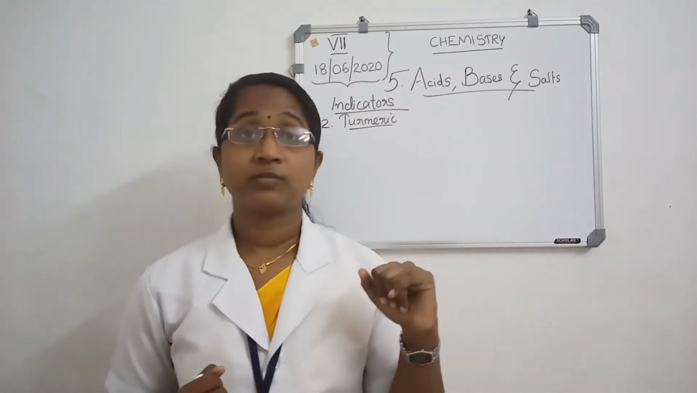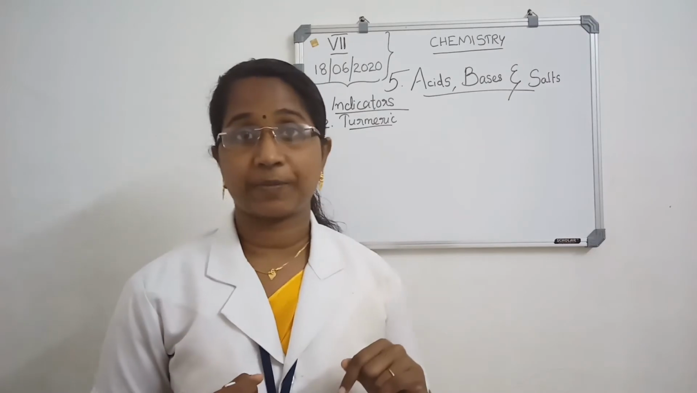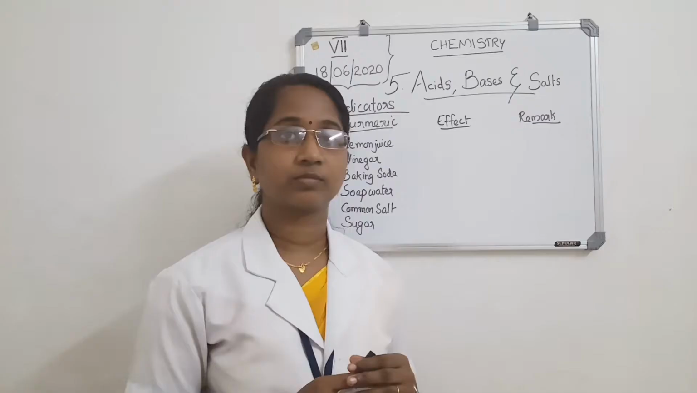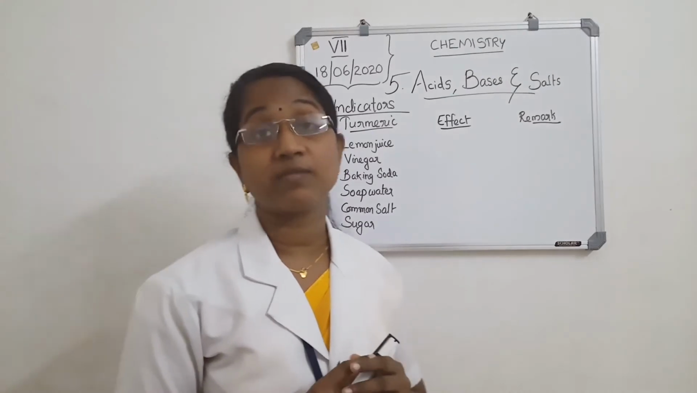Next natural indicator is turmeric. All of us are familiar with turmeric. Take some turmeric powder, add a little water and make a paste. Deposit this paste on a filter paper or blotting paper and dry it. This can be used as an indicator, turmeric paper.